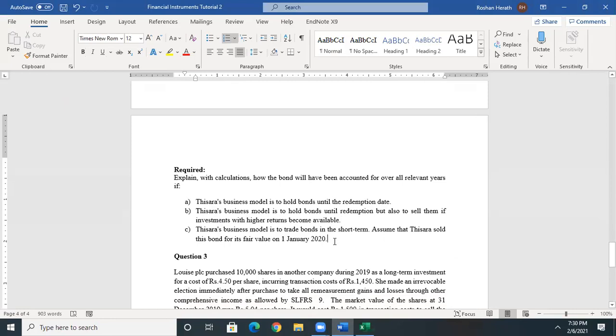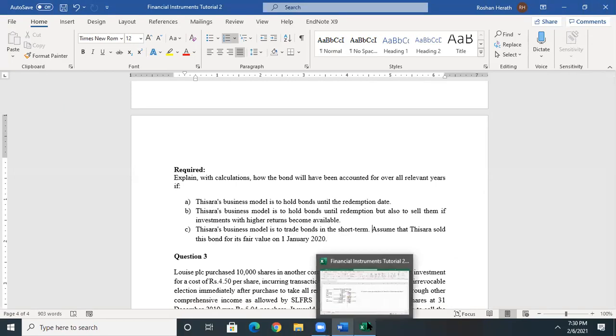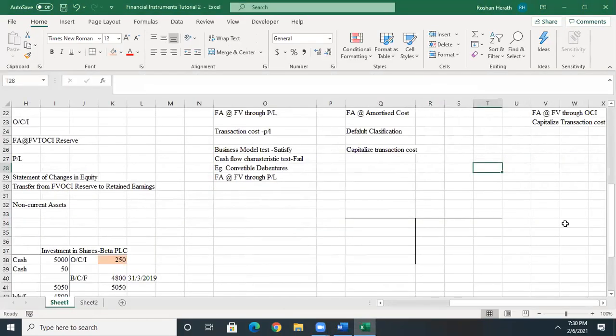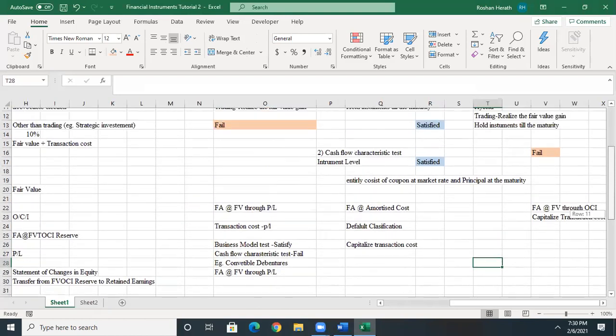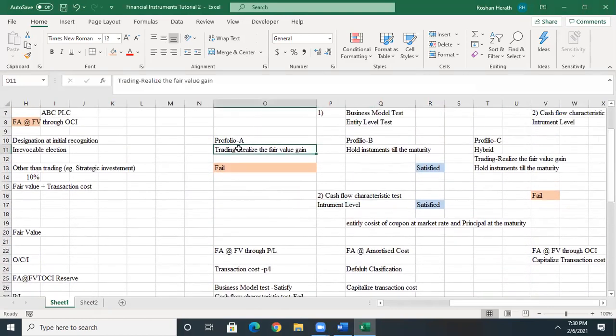අපි ගමු තුන්වෙනි එක. If the Tisera's business model is to trade the bond in the short term. So අපි හිතුවොත් තිසරගේ purpose එක මේ bond එක trading purpose. එයා ඒක short term gain එකක් නම් expect කරන්නේ. ඒ කියන්නේ his portfolio that the particular asset is carrying is a kind of a trading portfolio. You want to realize the fair value changes, right? Fair value changes realize කරගන්න ඕනේ.